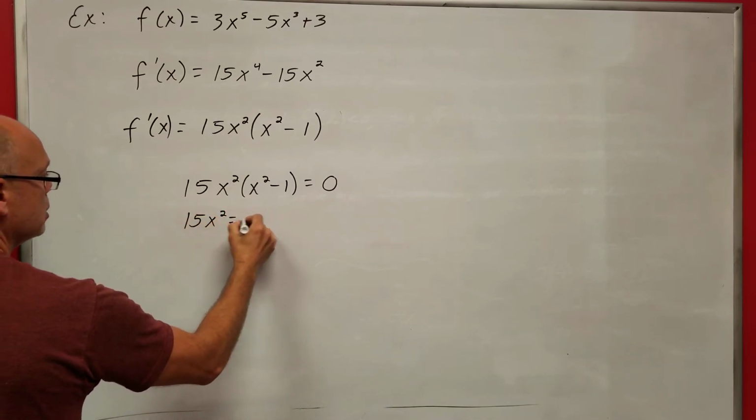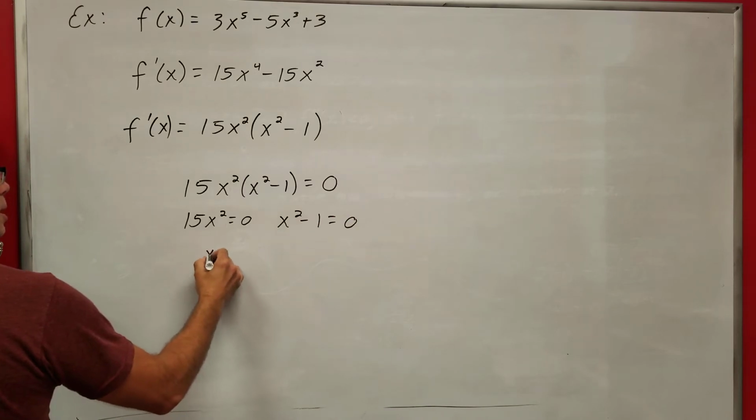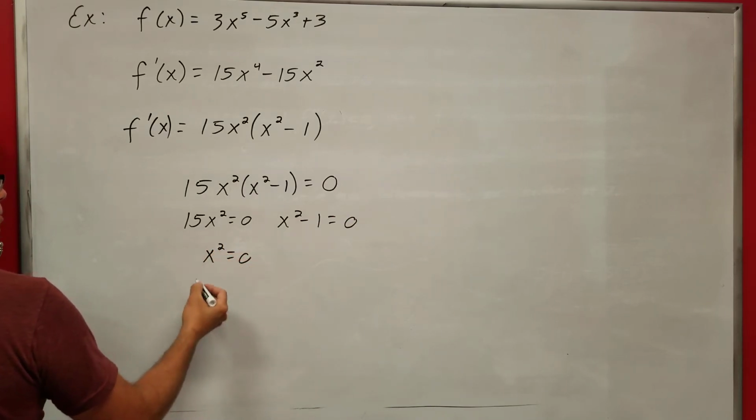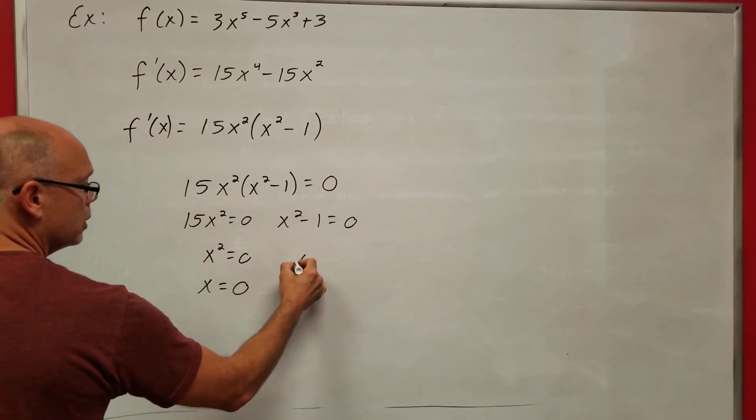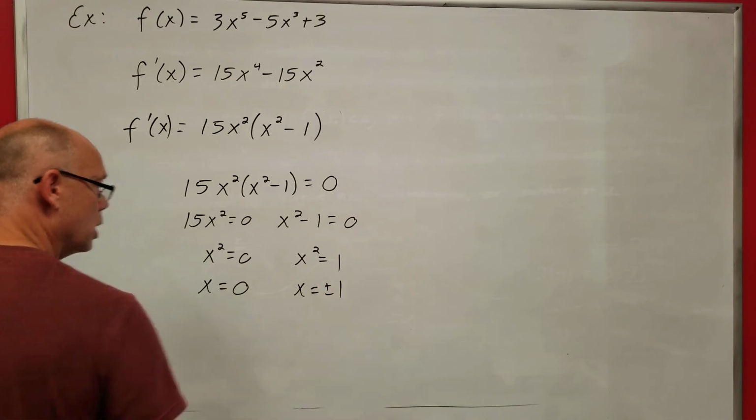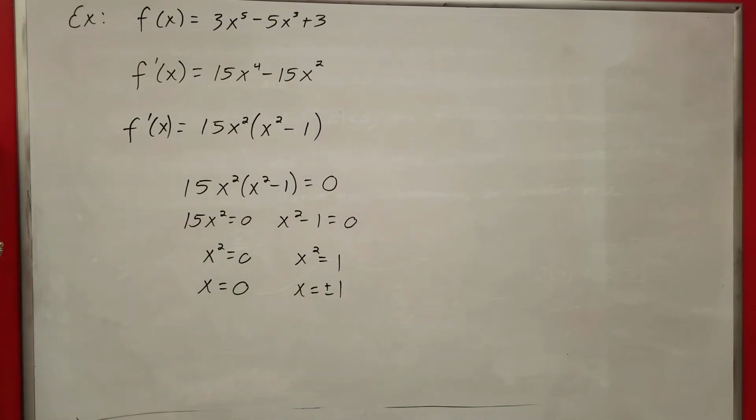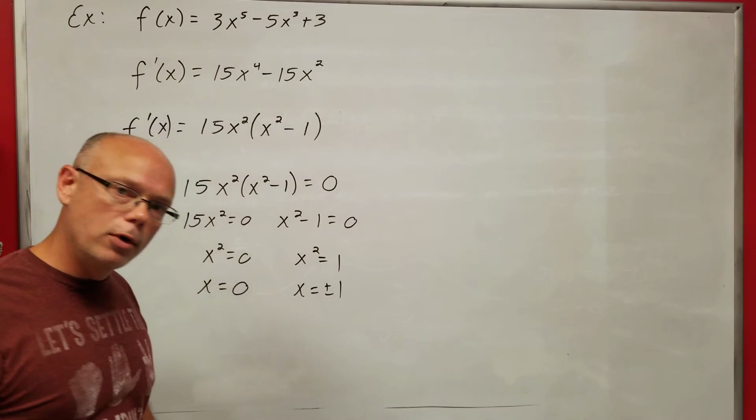15x squared is equal to 0. x squared minus 1 is equal to 0. So that means x squared is 0, and if I divide by 15, x is equal to 0. Over here I get x squared is equal to 1, so x is equal to plus or minus 1. All right, now what did the second derivative test tell me to do? It told me to take my second derivative and evaluate it at each one of these points right here.